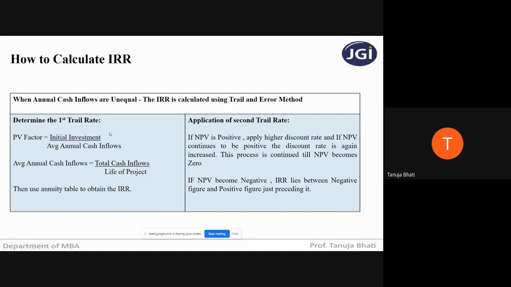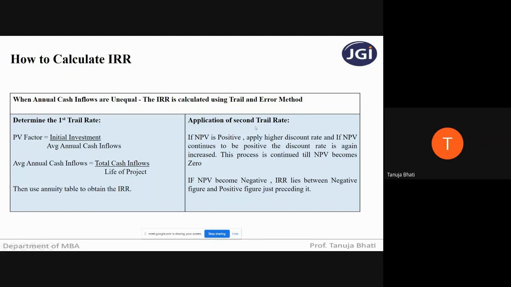This first rate is not giving you the exact answer, because you have to make sure that by applying that rate your NPV should be 0. So suppose your first rate is 10% and your NPV is not coming as 0, then you're going to apply the second trial rate. Remember students, if in the first trial rate itself your NPV is coming 0, then you need not apply the second trial rate. But if it is not coming 0, then you have to apply the second trial rate.